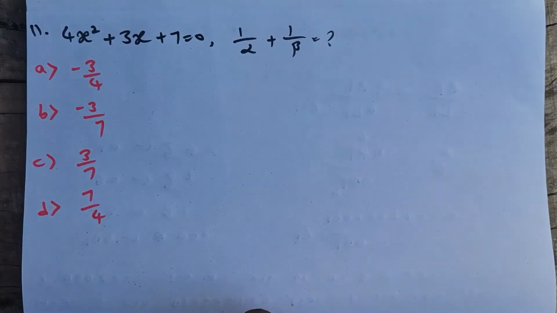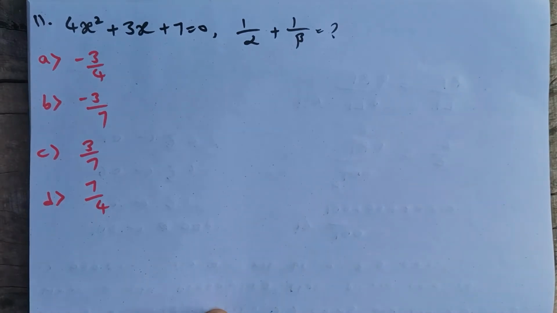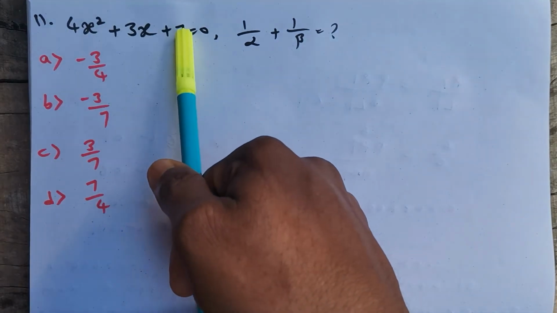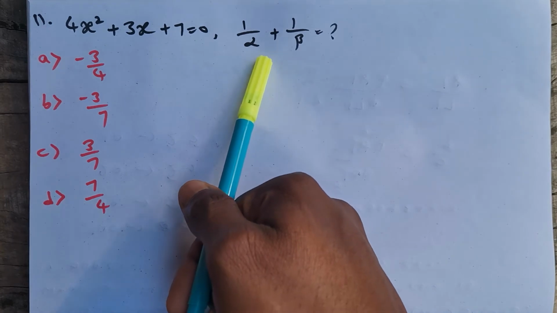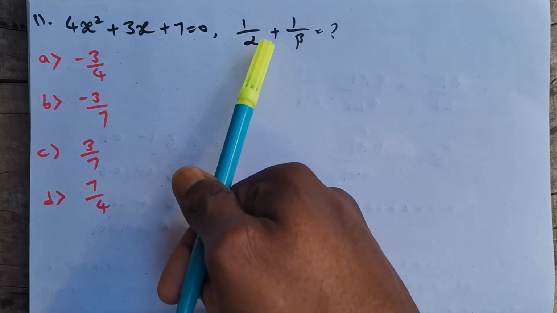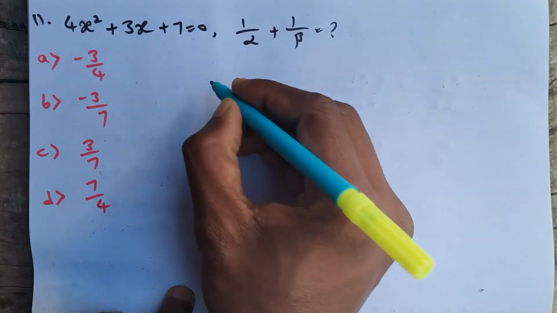The given quadratic equation is 4x square plus 3x plus 7 equals 0. Then it is asking to find the value of 1 by alpha plus 1 by beta. Most of the students will make one mistake here, that is finding the roots of the given quadratic equation, and then later substituting that alpha and beta in this. If you do it like that also, you will get the answer, but it will take a lot of time. So instead of that, first solve the given expression.